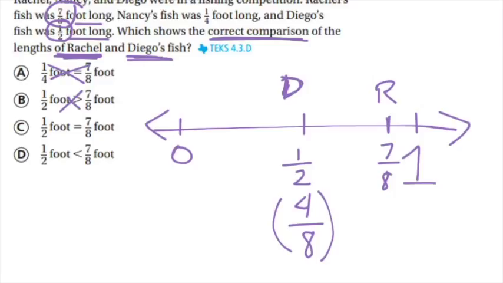Answer choice C says that 1/2 foot and 7/8 foot are equal. They're not even at the same point. As a matter of fact, 1/2 and 4/8 are equal, but 1/2 is not equal to 7/8. Finally, we see answer choice D. 1/2 is less than 7/8 foot. And that lines up with what our number line shows. So let's select that answer. All right, let's go on to our next problem.